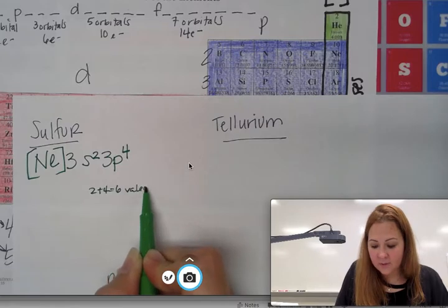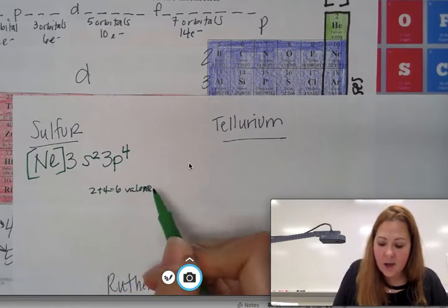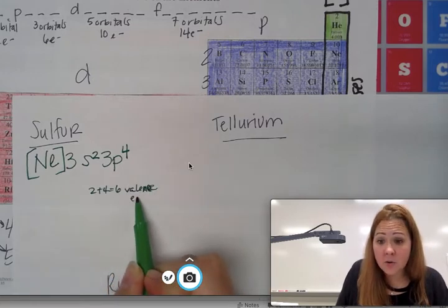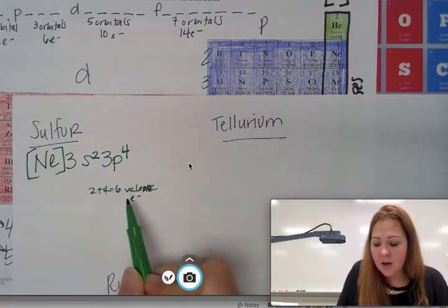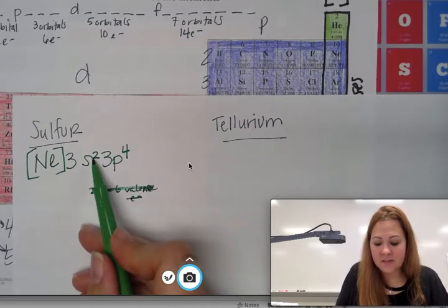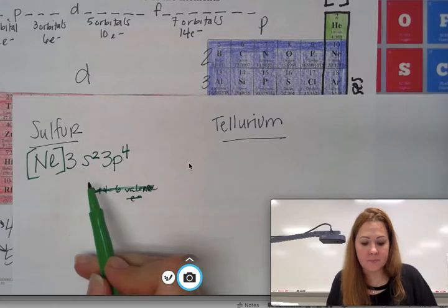Valence electrons come from the outside shell. But for right now, like I said, I don't need to know that information. That's just extra. We need to know that in the next section. I just wanted to show you that both of these are valence electrons from the s and the p orbitals.